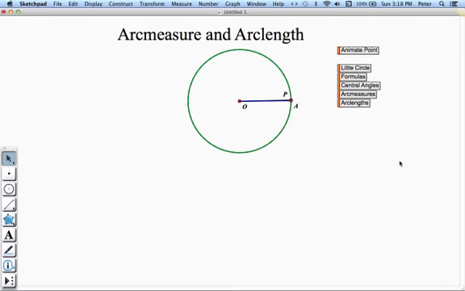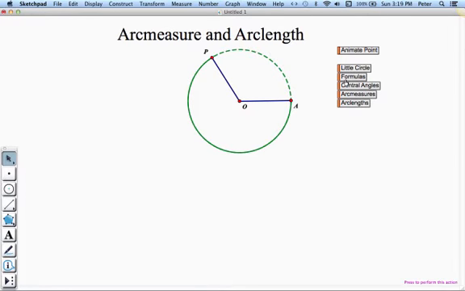Okay, perhaps the most confusing part of this section is the difference between arc measure and arc length. So let's go through it just to differentiate it. Let's take a look at this circle O, and you'll notice that we have a radius drawn to point A, but I also have another radius drawn right on top of it to point P. And if I animate point P, I can see that it rotates around the circle, and it creates an arc. That arc has a measure that is related to the measure of the central angle.